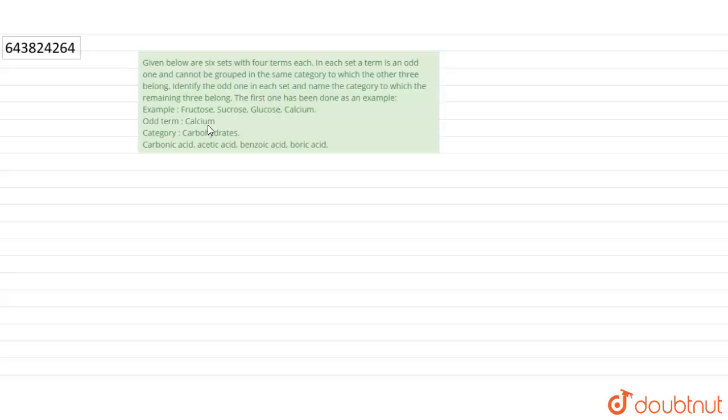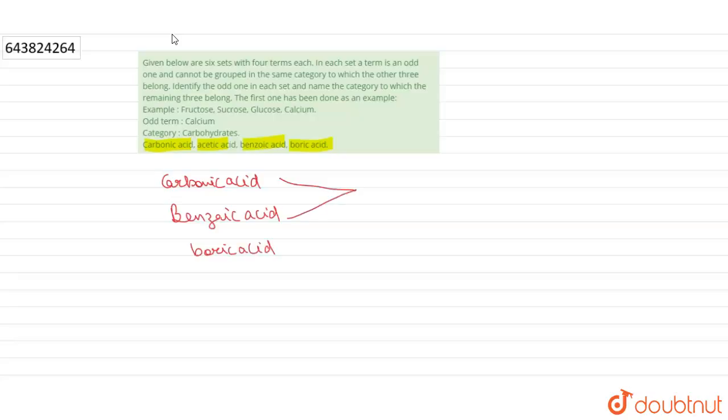Example: fructose, sucrose, glucose, calcium. Odd term: calcium. Category: carbohydrate. Carbonic acid, acetic acid, benzoic acid, boric acid. So, students, in this question, carbonic acid, benzoic acid, and boric acid, these three belong to the same category because these three are used as antiseptic. The odd one is acetic acid because it is used as preservative. So the odd one is acetic acid.